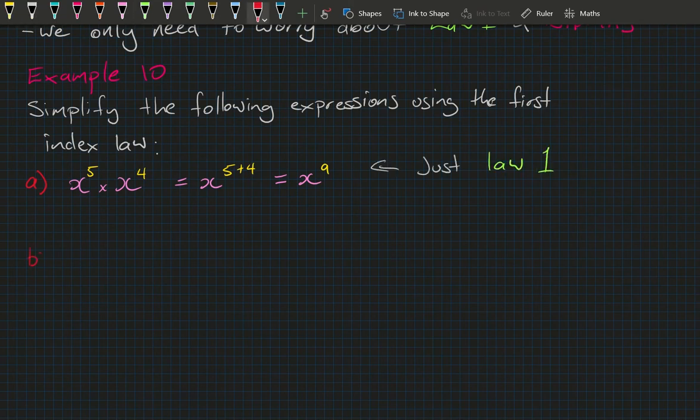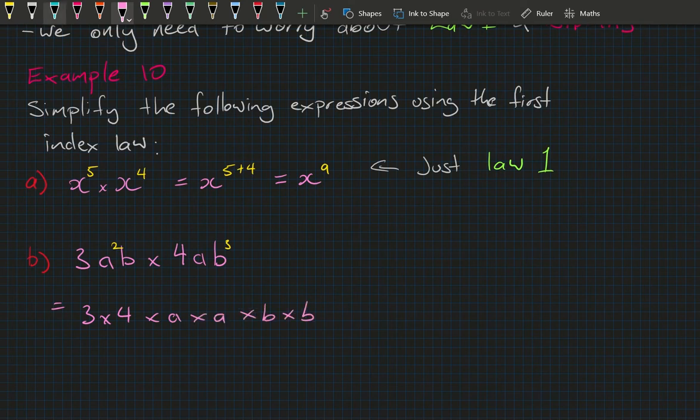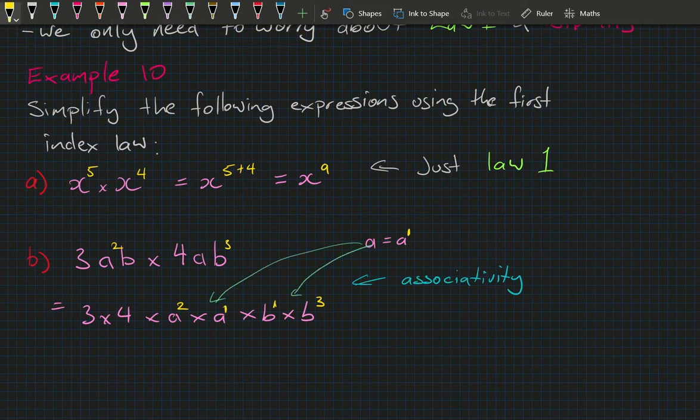There's a little bit more in part B, where the expression is 3a squared b times 4ab cubed. I can totally reorder this to 3 times 4 times a squared times a times b cubed. And the reason we can reorder it is because of associativity. So law 1 will be easier if we remember that a equals a to the 1. So now this has become very simple because 3 times 4 is 12. And by law 1, a to the 2 times a to the 1 becomes a to the 3.